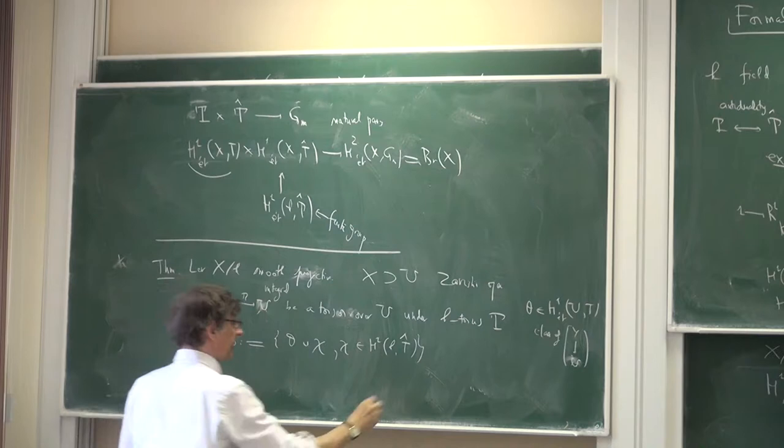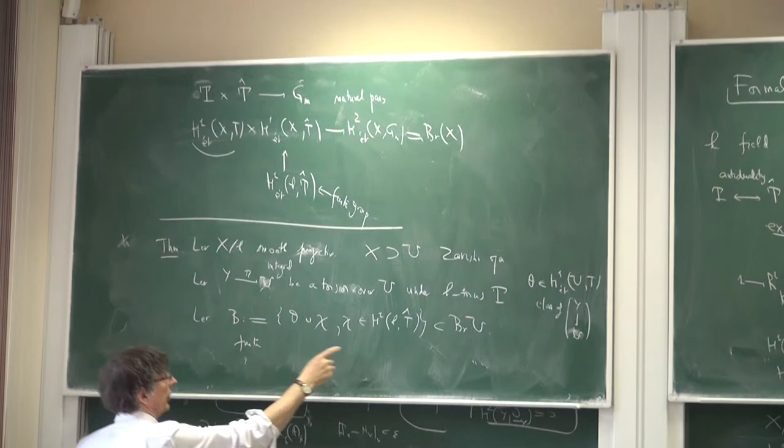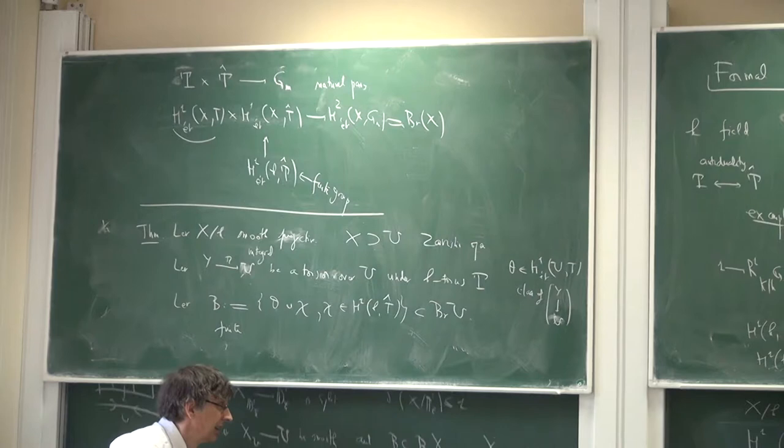And that is a subgroup of what? Of Brauer of U. And finite, because this one is finite and there's just one theta. And it's a finite subgroup, because I mean that's a group.